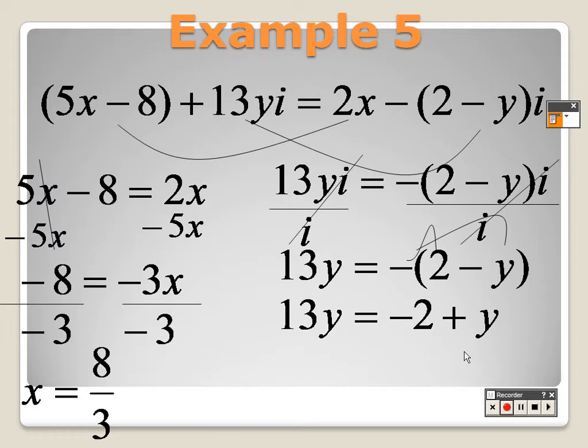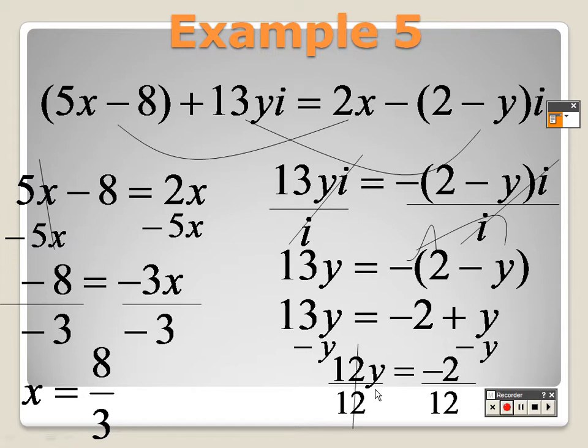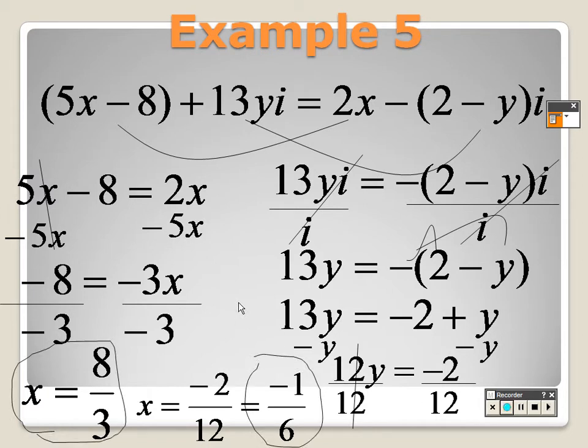So now I'm going to try to solve for y, and to do so I'm going to subtract a y to get all my y's on one side. So I get 12y equals negative 2, and I'm going to divide by 12 to get y by itself. By doing that I have y equals negative 1/6 after I reduce it, and that is my answer for x and y.